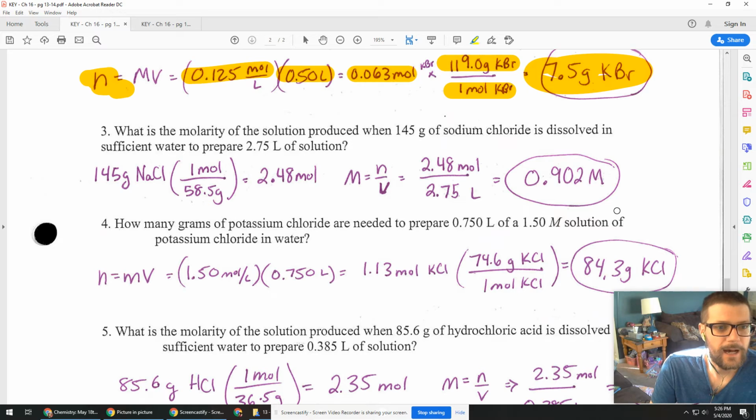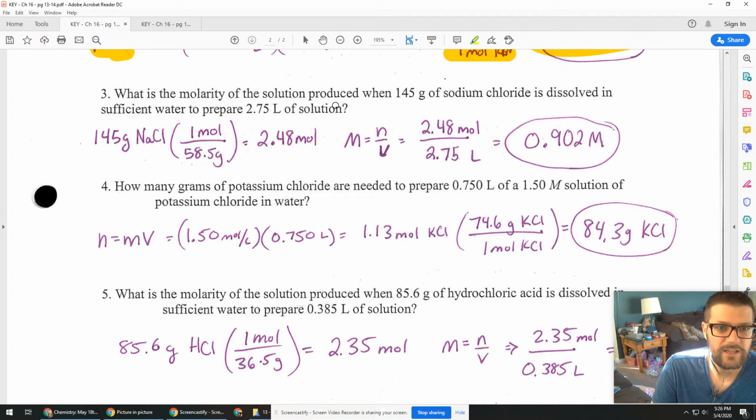Okay. The next one is very similar, but goes in a slightly opposite order where you're starting with the number of grams and they're asking you what the molarity of the solution will be. So to take that 145 grams and use it in this equation as the n, you need to first convert it to moles. So it's sodium chloride. You multiply by 1 over the molar mass to get the number of moles. Now you're ready to tackle the moles per liter. The liters were given to you in the question. Divide those 2 values and you'll get your answer.